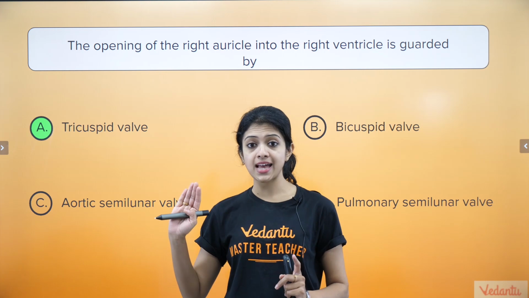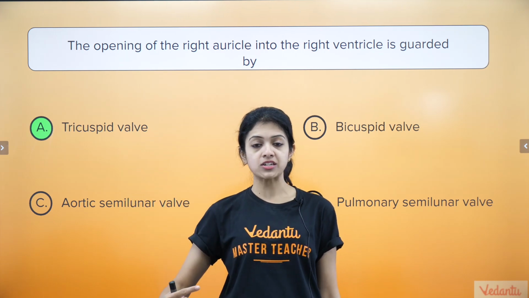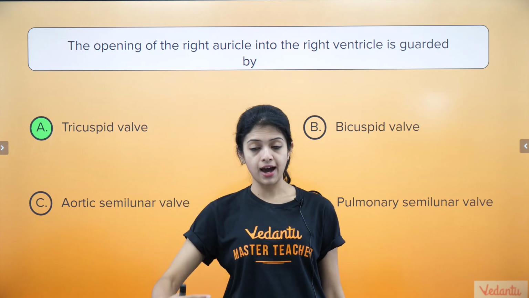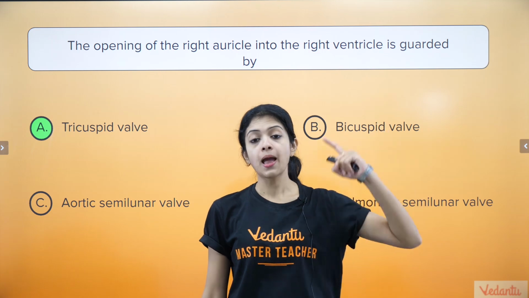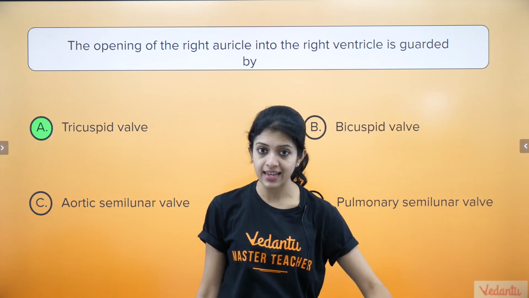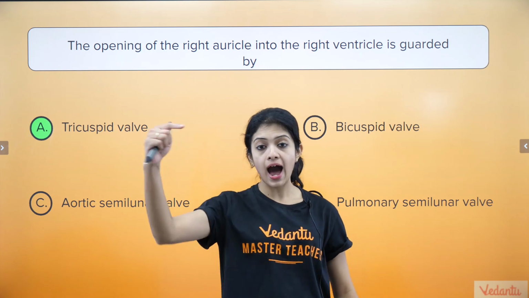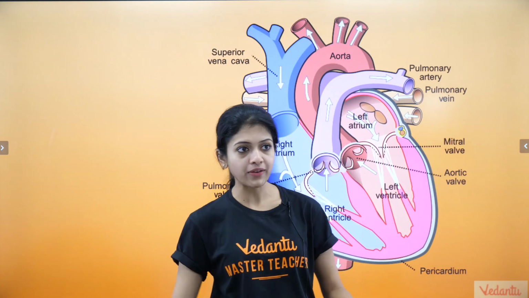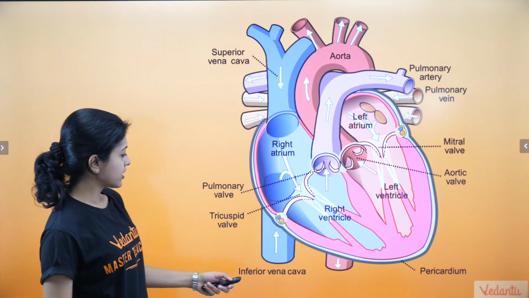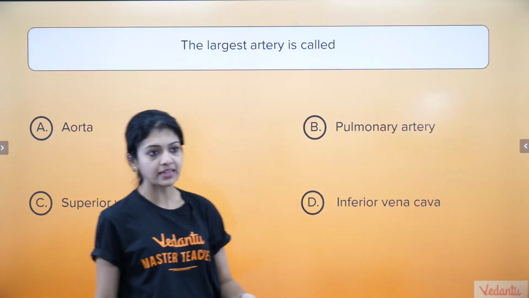Remember, right side is tricuspid. Right auricle, tricuspid and right ventricle, RTR. And here it's left auricle, bicuspid valve and left ventricle, LBL and RTR. Okay, so if you want to recall with the image, yes, here it is the tricuspid valve between the right atrium and the right ventricle.